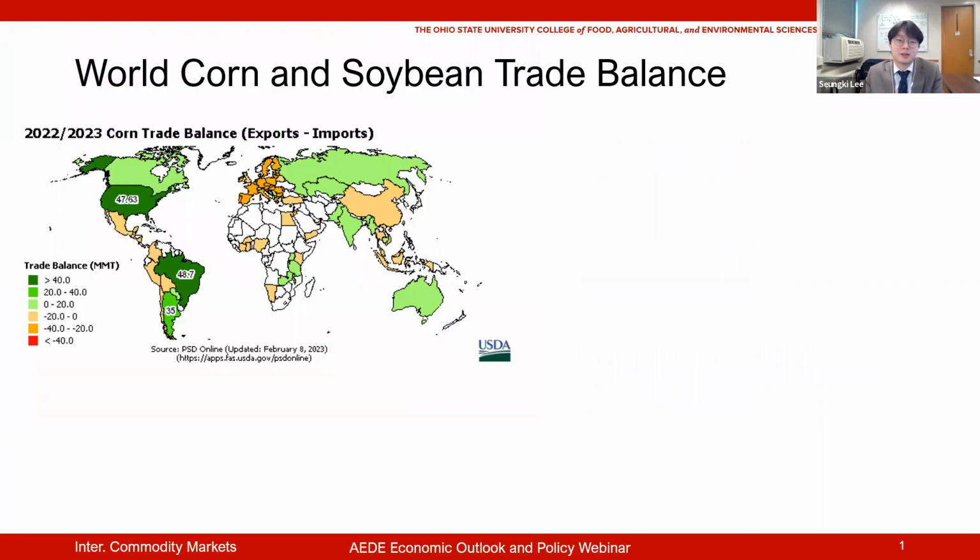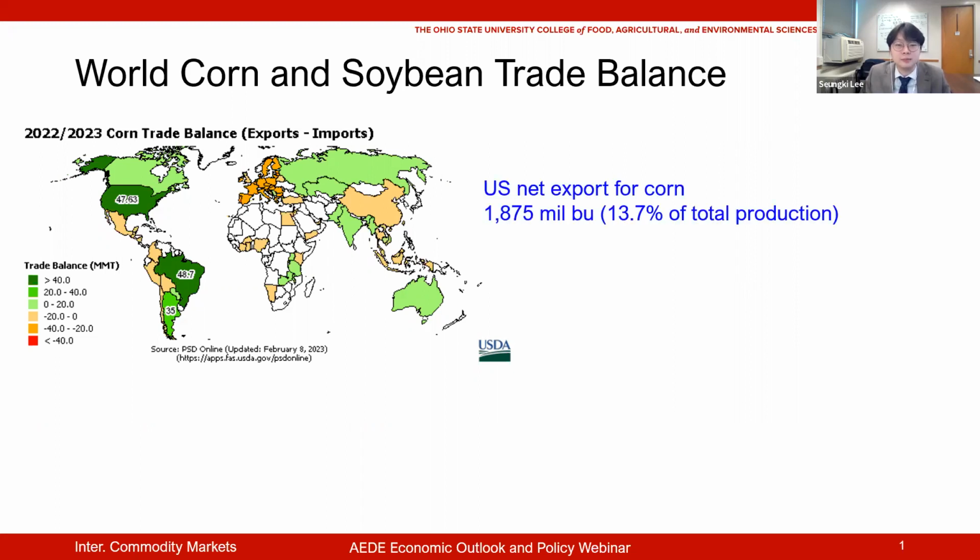So this is corn and soybean trade balance. This figure basically shows a big picture of trade balance in the international corn market. First, it is obvious that the market is driven by few countries, including the US, Brazil, and Argentina. And the net export of US is forecast at about 1.9 billion bushels, which is about 13.7% of our total production. Also note that although China is the second largest corn producing country in the world, they are a net importer because of the high domestic demand.